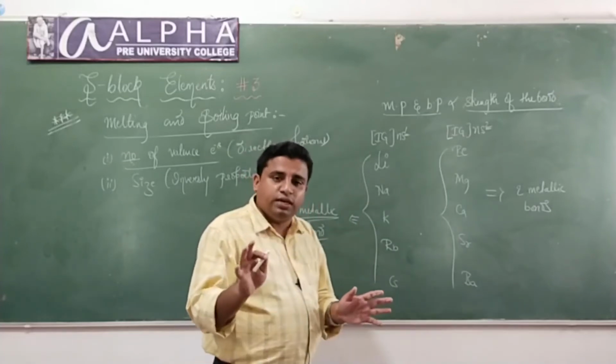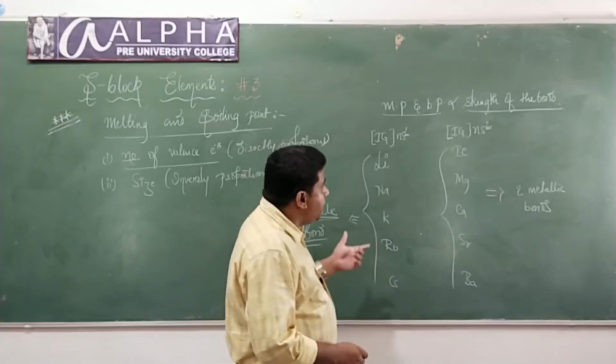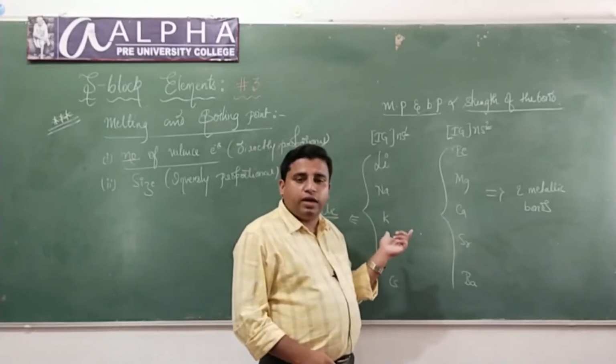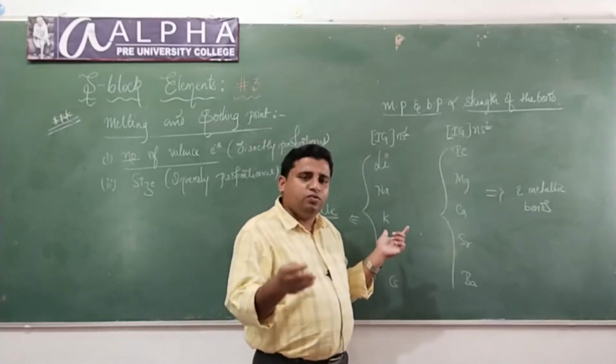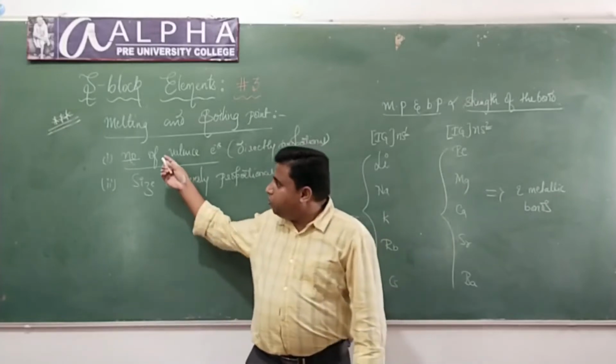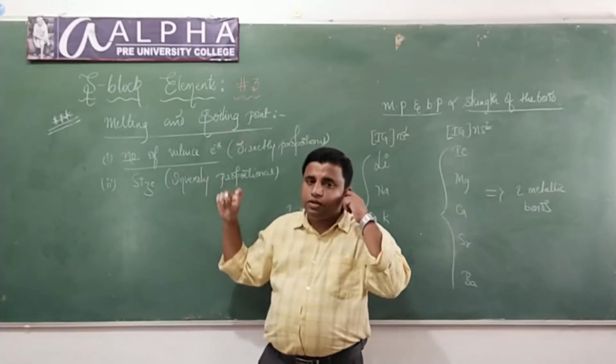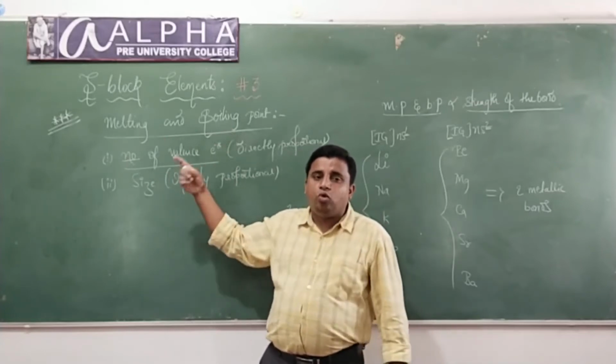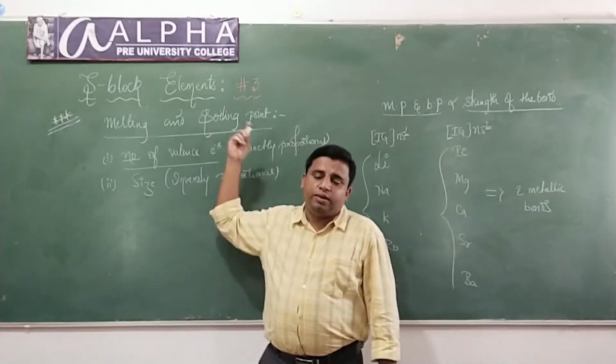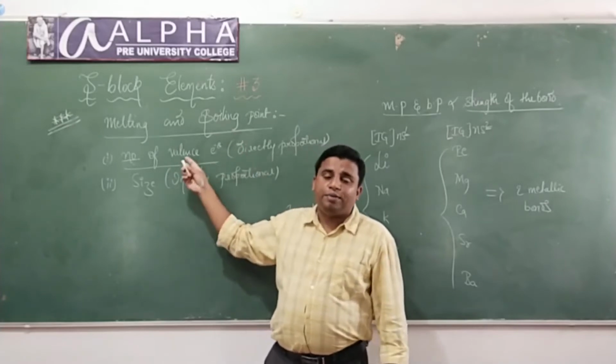Is it confusing? Hope it is not confusing. I was telling you, don't get confused. Very simple logic. Melting point and boiling point depend upon two factors. One is the number of valence electrons. The more the number of valence electrons, the more the melting point and boiling point, because they are directly proportional.